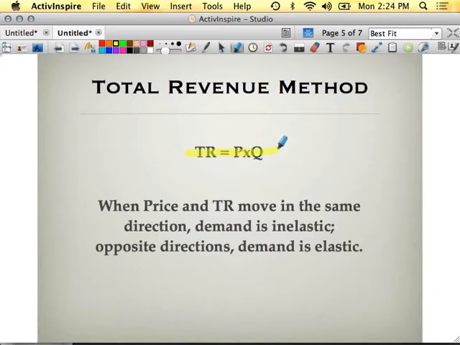Okay, next slide. There's another way to do this. It's called the total revenue method. Total revenue is just price times quantity. And what economists have noted is that if you raise the price on something and you make more money, the good is inelastic, right? And this means that you could go in the other direction as well. Let's say you lower the price on something and you make less money. It's inelastic. But if price and total revenue are going oppositely, the demand is elastic. Same thing here. You raise the price, you make less money, it's elastic, right? And a business would want to know that so they can maximize their revenues.